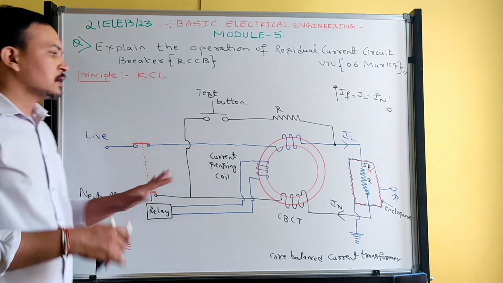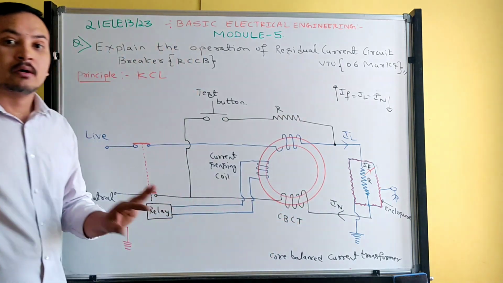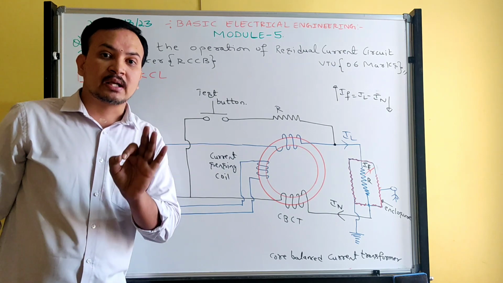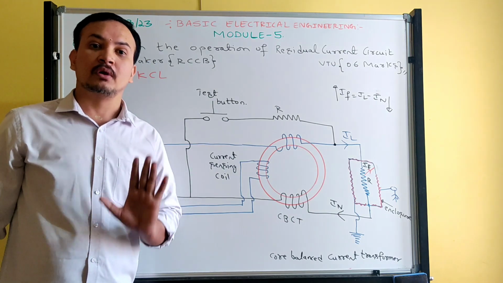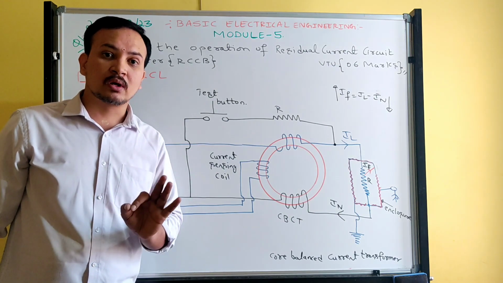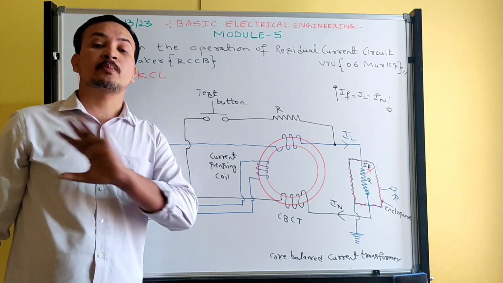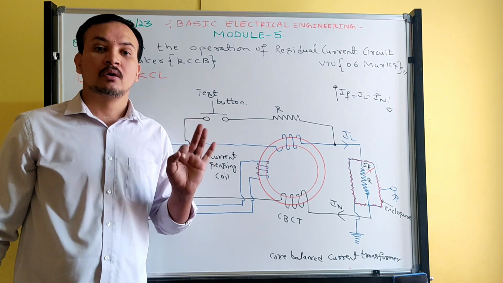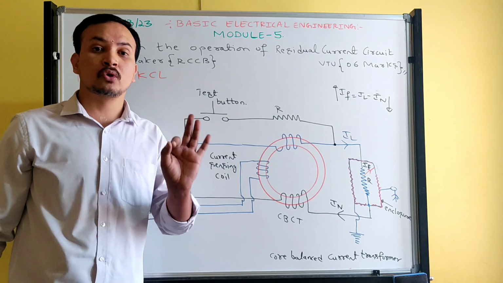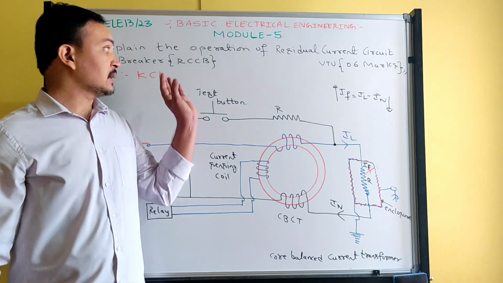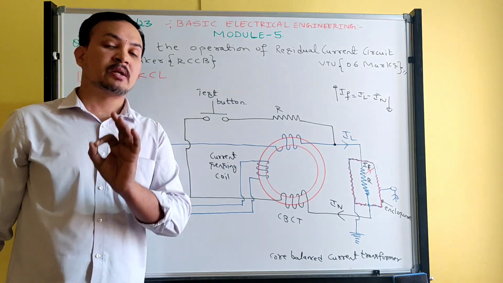Keep in mind, this residual current circuit breaker protects against earth fault only. It won't protect against short circuit condition. Only earth fault. RCCB is used only for human safety.